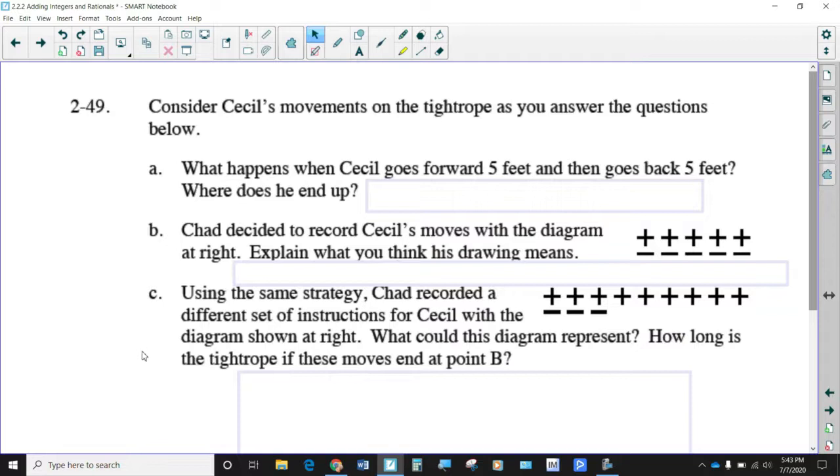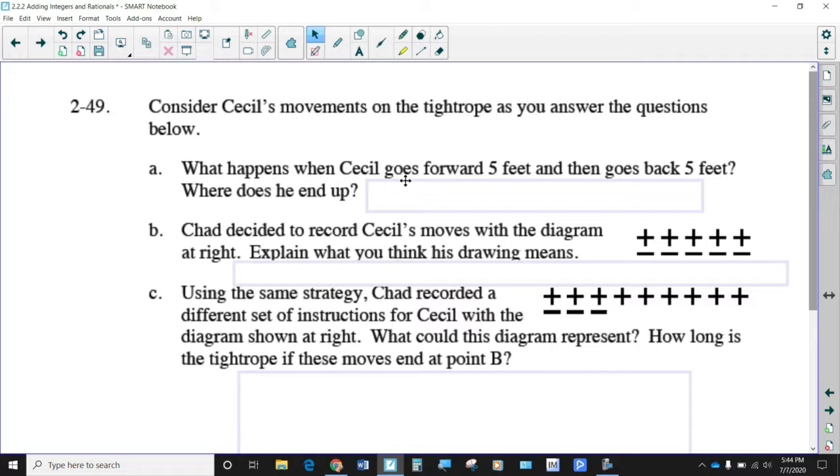All right, so this is the last question, the last problem that we're going to have for today's lesson. Consider Cecil's movements on the tightrope as you answer these questions below. We're going to use a different kind of modeling now, and this is actually one that I prefer. I think this is brilliant.